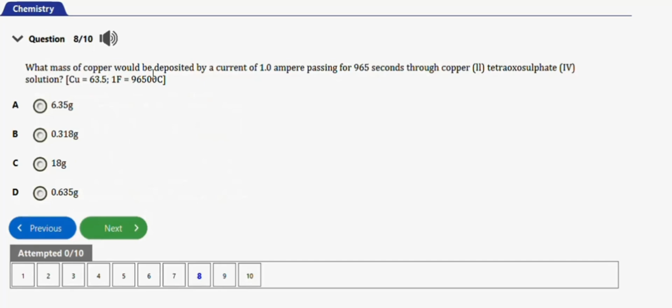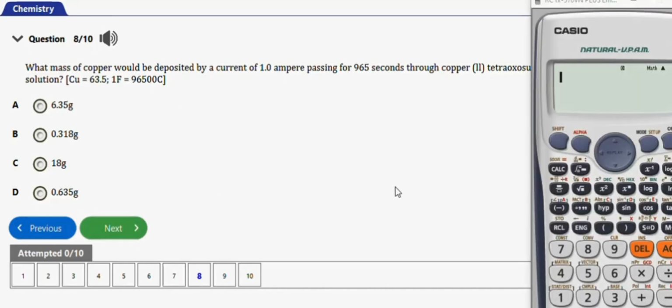Alright, so the next question will be this one. It says what mass of copper will be deposited by a current of 1 ampere passing for 965 seconds through copper(II) tetraoxosulfate(VI) solution. So we have these parameters: copper, the mass number, and the quantity of electricity. 1 faraday equals 96,500 coulombs. So let's get a calculator and solve this. You know that the first law of electrolysis states that the mass of an element discharged during electrolysis is directly proportional to the quantity of electricity passing through it. So we are asked to find the mass of copper.